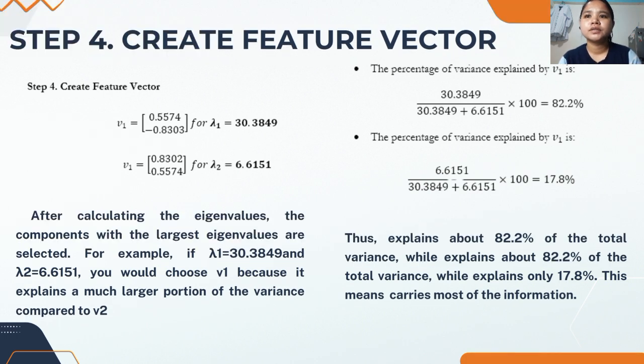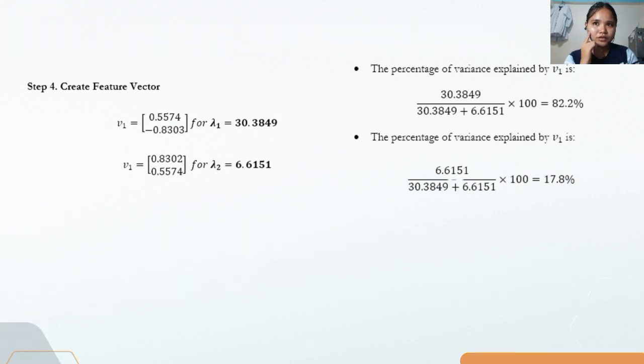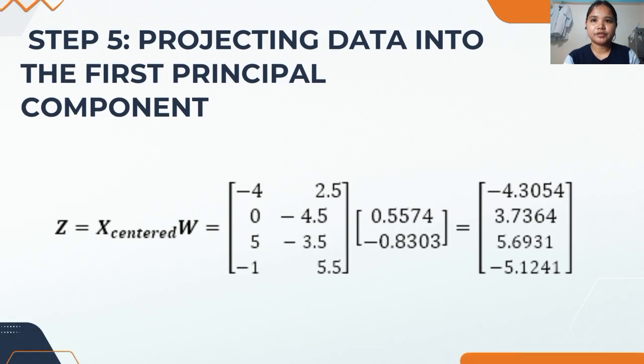Now, after calculating the eigenvalues, the components with the largest eigenvalues are selected. For example, if our lambda 1 is 30.849 and our lambda 2 is 6.6151, we would rather choose the vector PC1 because it explains a much larger portion of the variance compared to PC2. Now, the last step is projecting data on the first principal component.